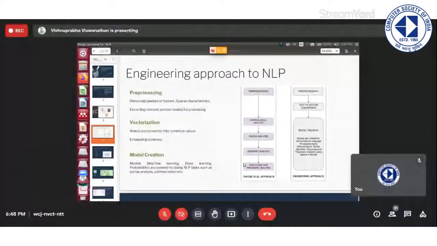Okay. Next step is model creation. Models can be created for doing NLP tasks such as syntax analysis, semantic analysis, sentiment analysis, summarization, etc. Models can be created using two different methods. One is with training data and the other one is without training data. If we are creating models with training data, then we can use technologies like machine learning, deep learning, etc. But if we don't have any training data, then we can go for rule-based methods or any other probabilistic methods.